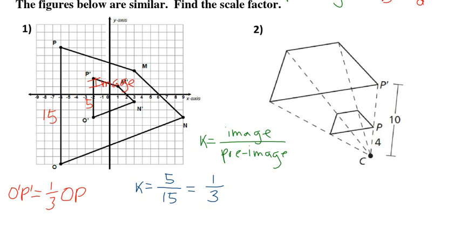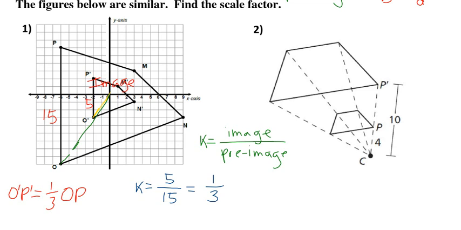For example, if we take the length from the center of dilation, which is in this case the origin 0,0, to any point, let's say O prime, that length should also be 1/3 of the length from the center of dilation to the corresponding vertex, which would be O. So the length from the center of dilation to O prime is 1/3 of the length from the center of dilation to O. And that will be true for any other point on the figure. So we have our scale factor for number 1.